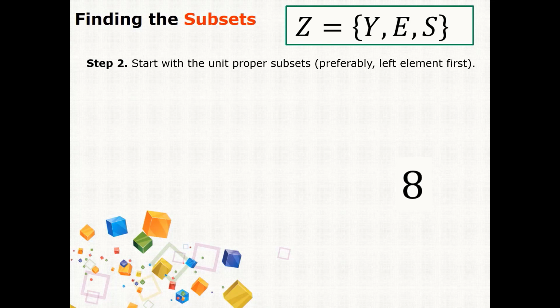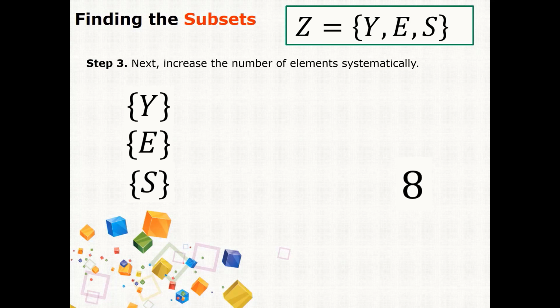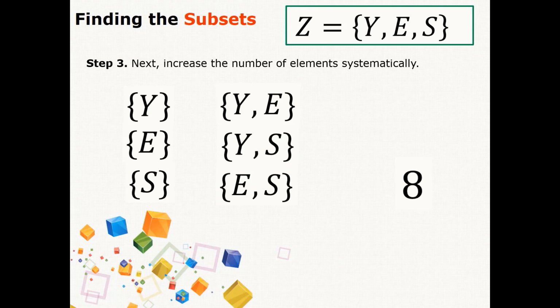And then, we make the subsets starting from the unit proper subsets containing 1 element: Y, E, and S. Next is to increase the number of elements systematically. So we have Y and E separated by a comma, Y and S, and E and S.